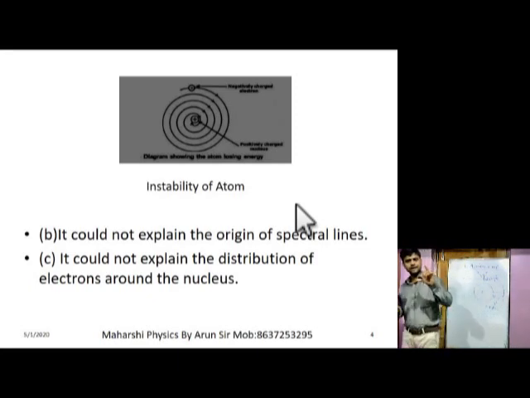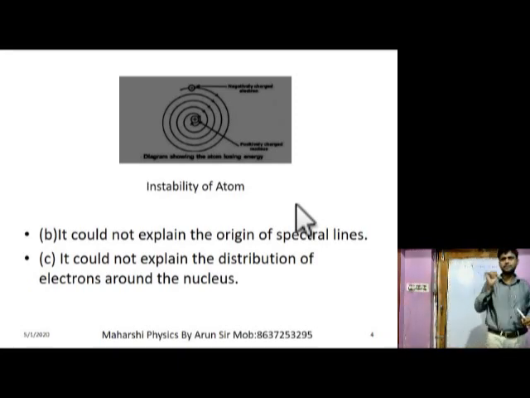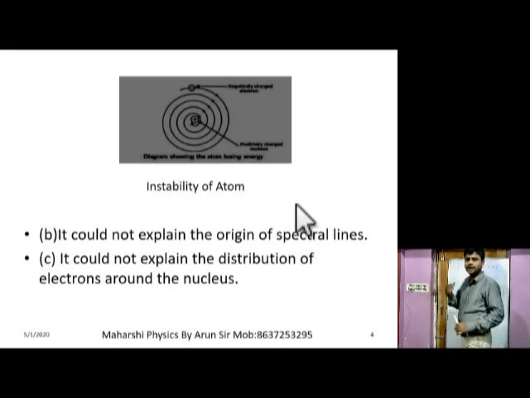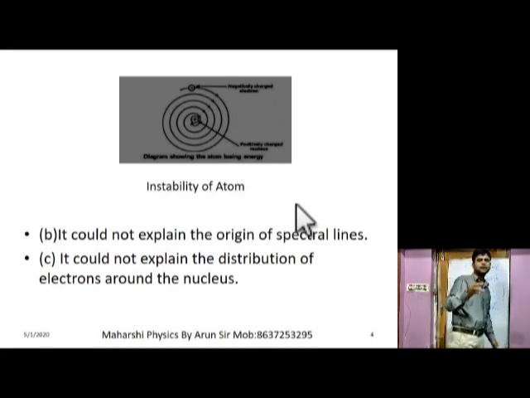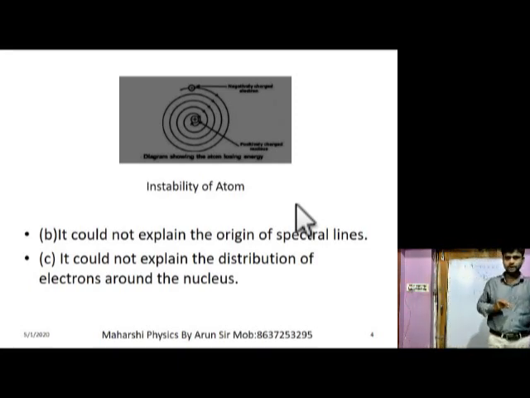according to Rutherford's atomic model, the electrons revolve around the nucleus in circular paths. Clear? But this model does not say anything about the distribution of electrons around the nucleus. This is another drawback of Rutherford's atomic model. Clear? This is all about Rutherford's atomic model.